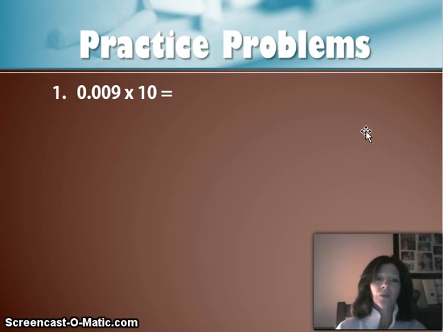All right, let's look at some practice problems. This is 9, and if you look at it, you have 2 zeros before the 9. So this is the tenths place, hundredths place, and this is the thousandths place. So this is 9,000ths times 10. So do this practice problem, try it on your paper, pause the video. When you are finished, hit play, and then we'll continue.